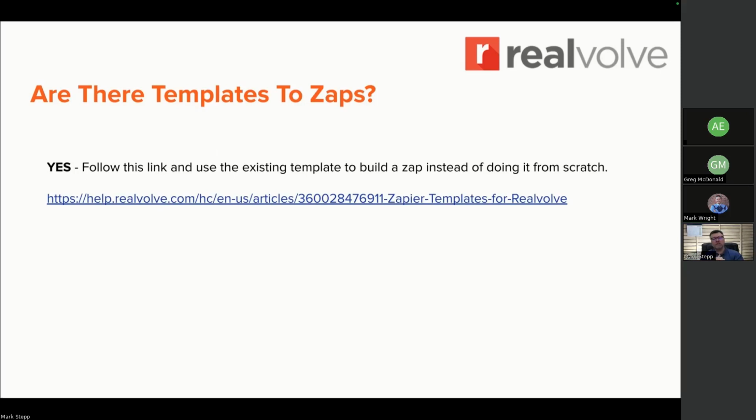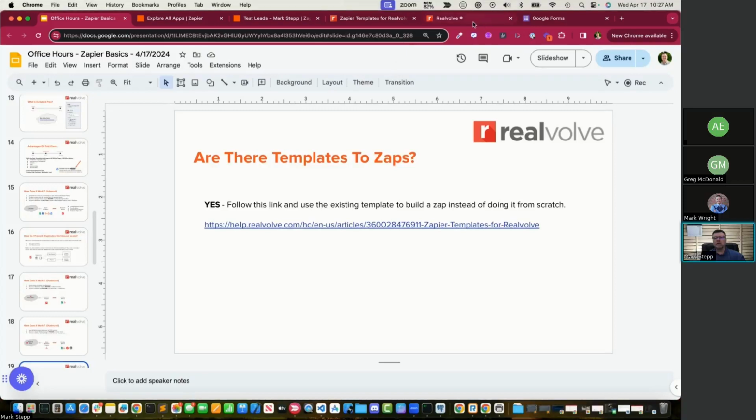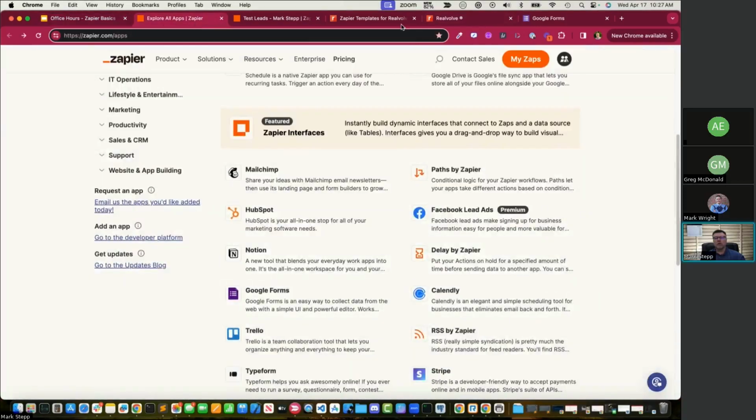We do have some predetermined Zap templates, and you can go out to our help site at help.realvolve.com. You can just search for Zap templates and it'll bring up a list. You can click on that list and actually, let me just take you, let me move this out of the way.